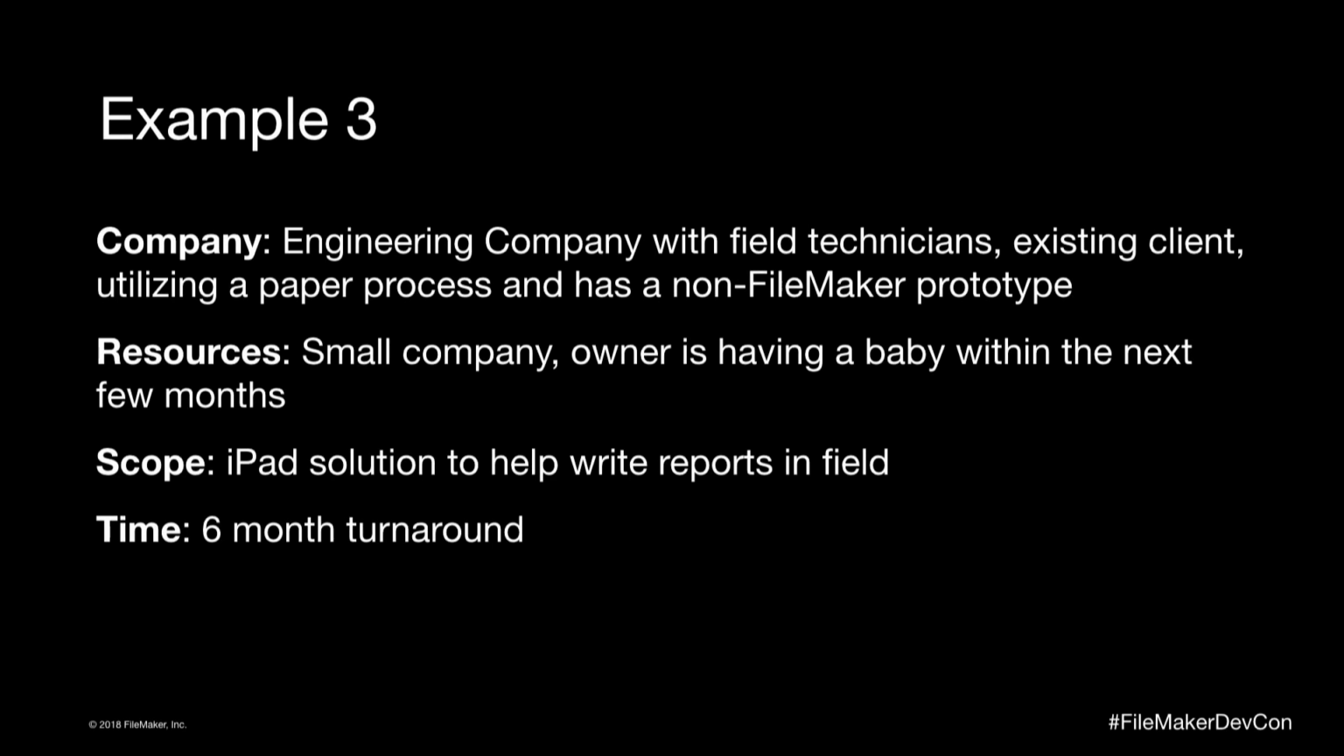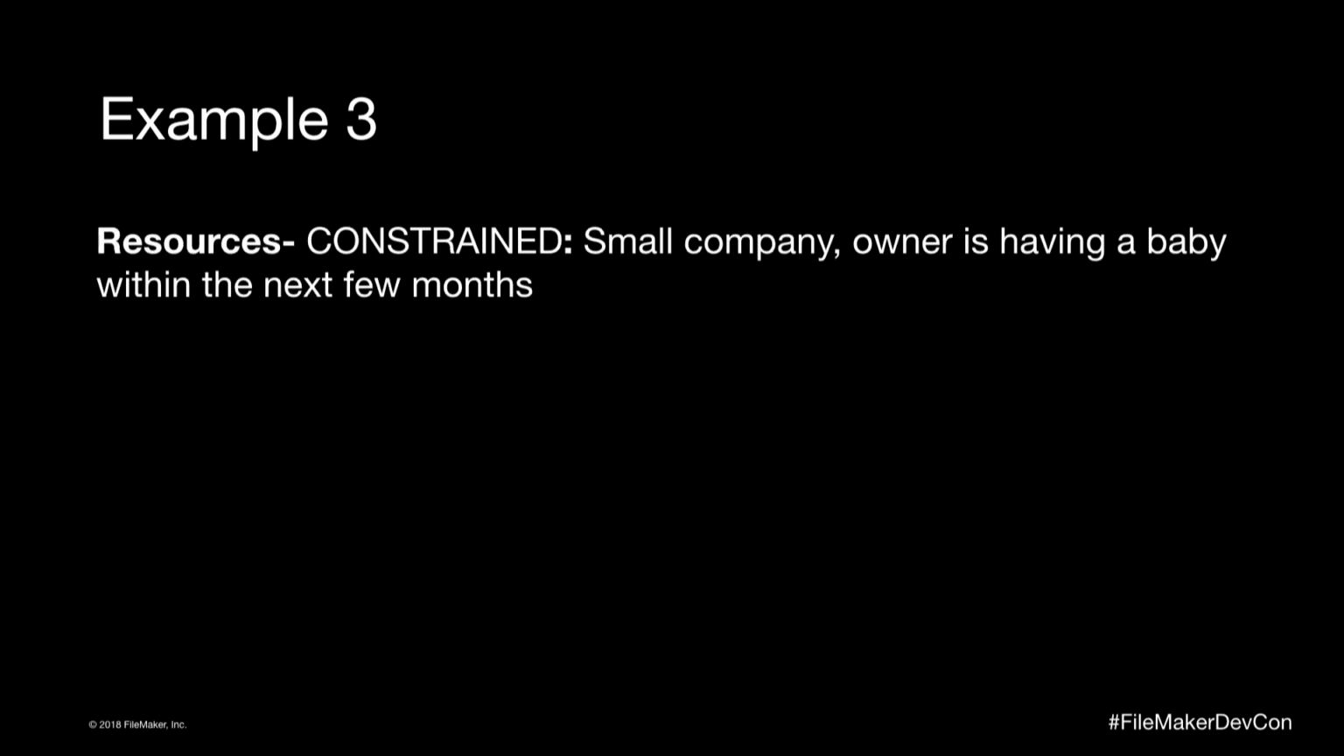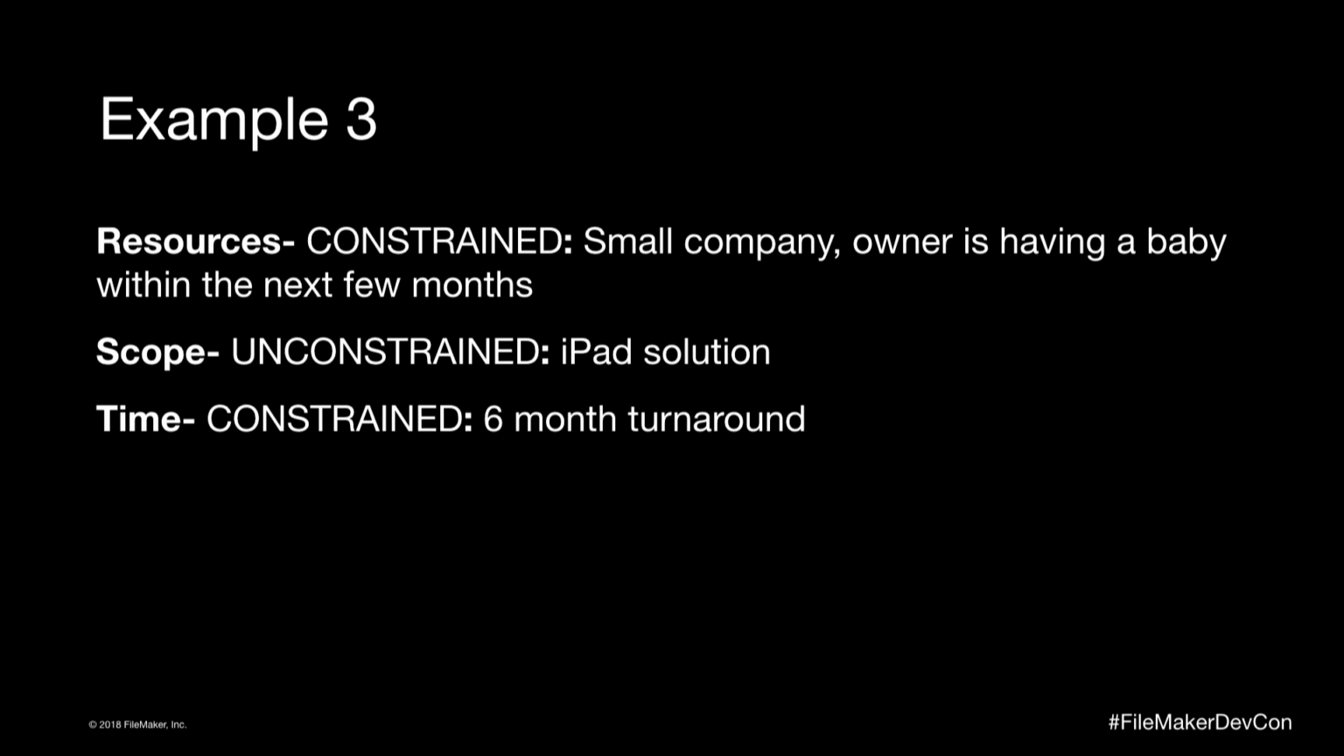Okay, so let's talk through this. So as far as resources go, we're constrained. It's a small company, they're pulled in a lot of directions, and not only that, the owner is going to have a baby, so we know we're going to lose them very quickly. As far as scope goes, it's unconstrained. We know it's an iPad solution, we know enough to make the next decision. And as far as time goes, it's a 6-month turnaround, so it might be constrained in our minds because it could be considered fairly quick. We don't know. I'm going to make that constrained just for our purposes.